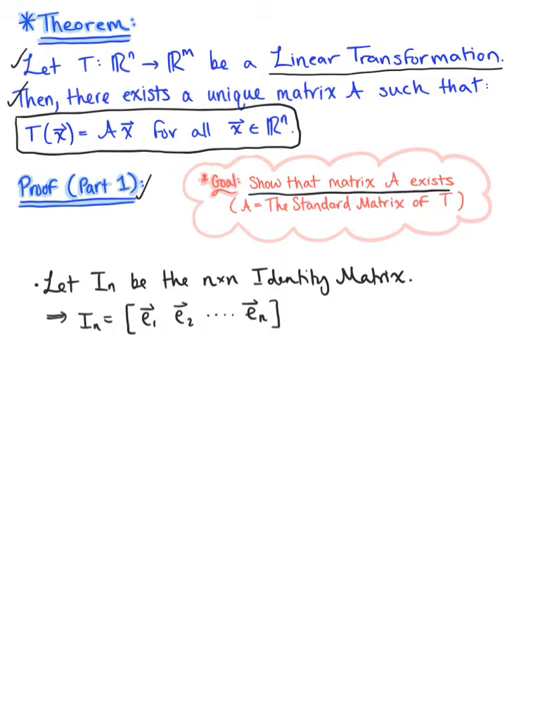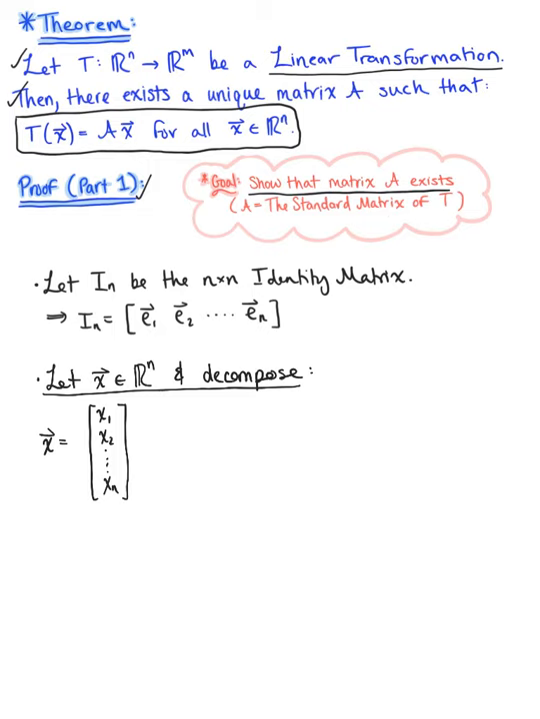Now, in order to attain the standard matrix of T, we need to take a vector x in Rn and decompose it. We let vector x be some arbitrary vector in Rn, and we want to decompose this vector into a linear combination of the elementary vectors of our identity matrix. Since vector x is in Rn, we know it has n entries: x sub 1, x sub 2, all the way down to x sub n.